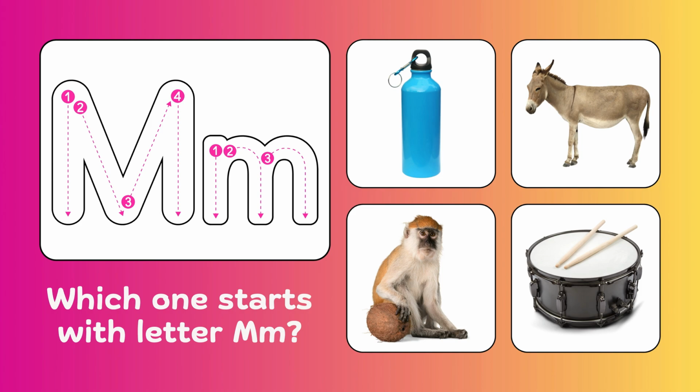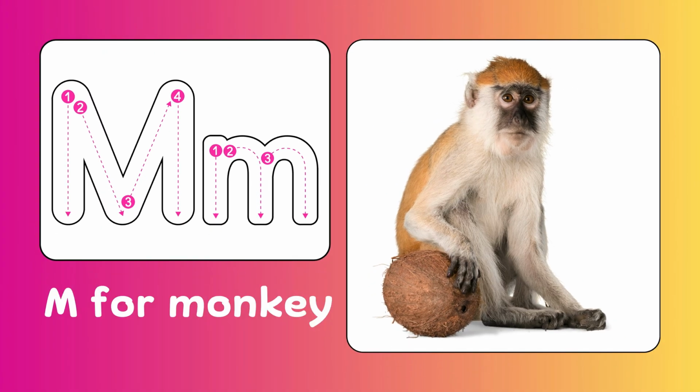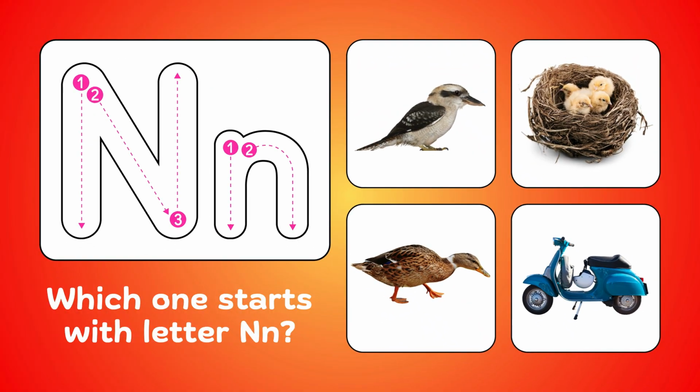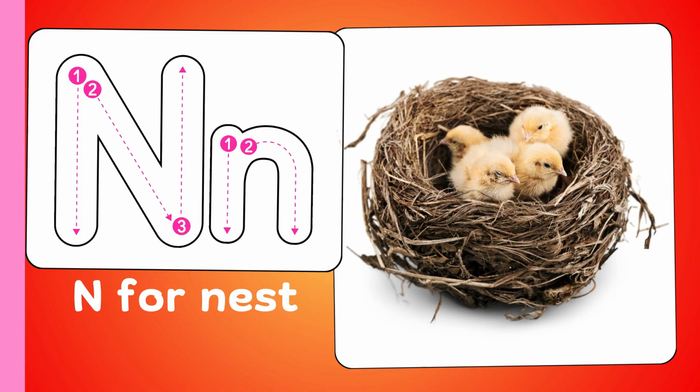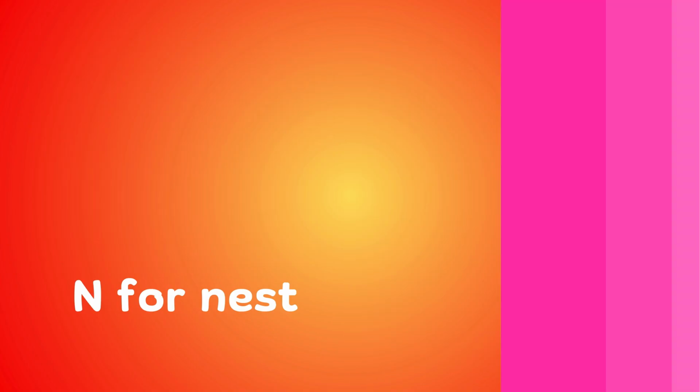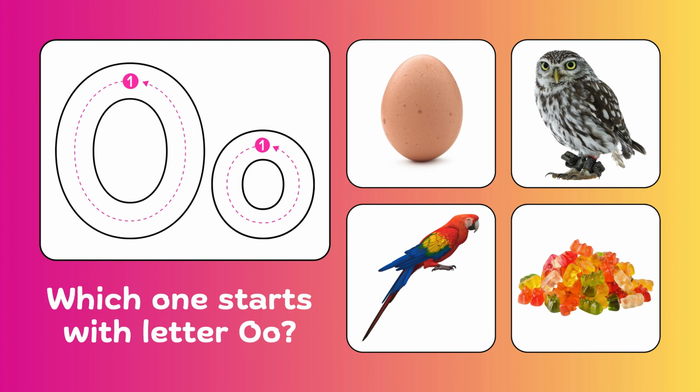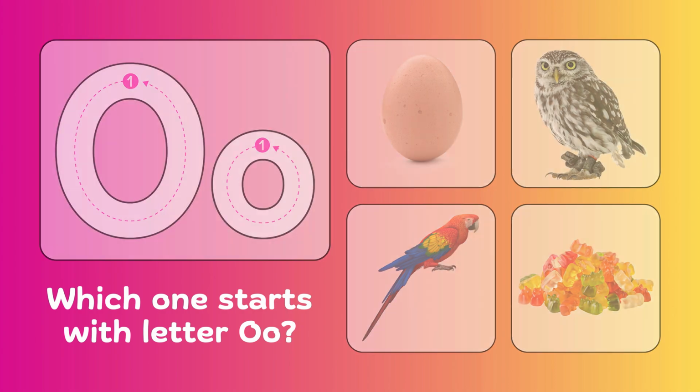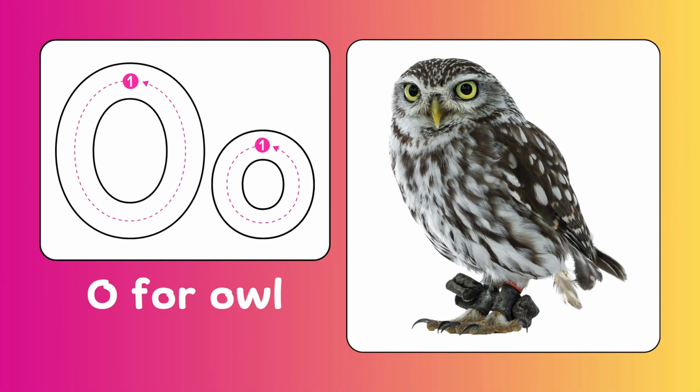Which one starts with the letter M? M for monkey. Which one starts with the letter N? N for nest. Which one starts with the letter O? O for owl.